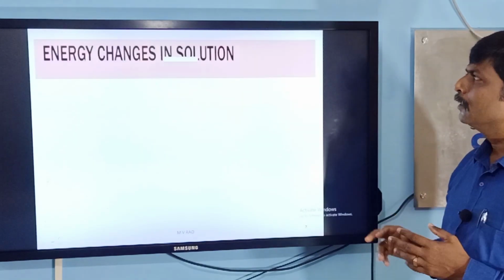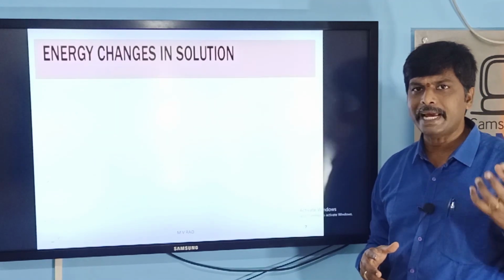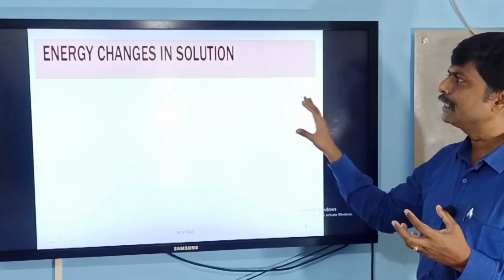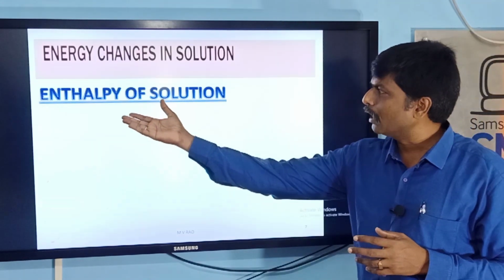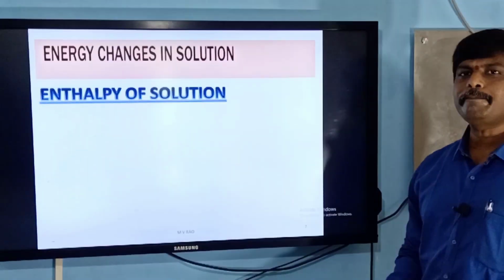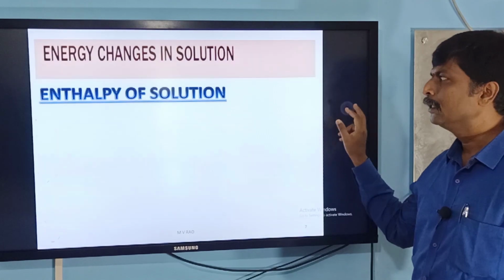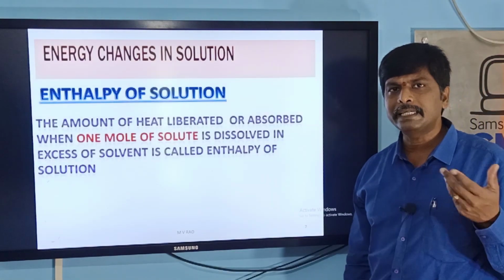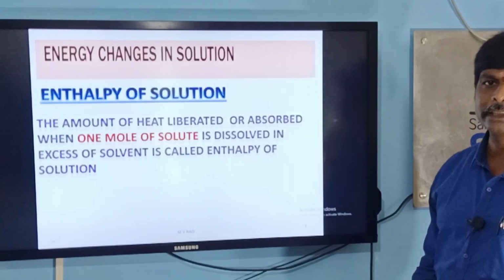Next, we will see energy changes, how thermodynamics plays a role in the dissolution process. Before this, you already know this definition from class 11th. What is enthalpy of solution? You know enthalpy of formation, enthalpy of combustion. In the same way, enthalpy of solution.